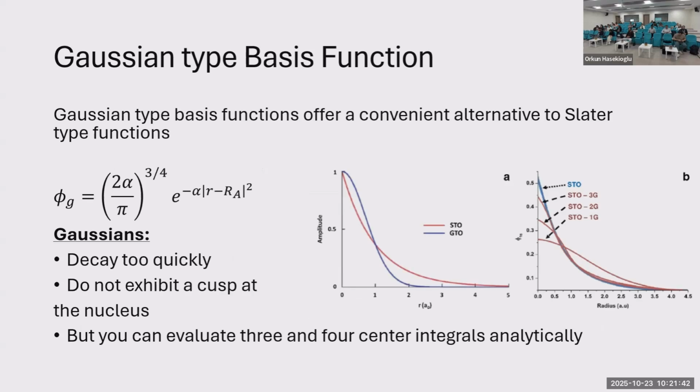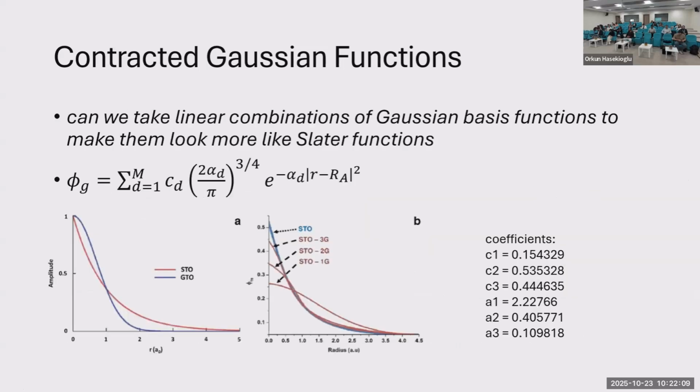When it comes to Gaussian-type basis functions, they offer a convenient alternative to Slater-type functions, and here is the equation that you are familiar with by now. We had that yesterday too. Gaussians decay too quickly when you compare them here. They do not exhibit a cusp at the nucleus, but you can evaluate 3- and 4-center integrals analytically. And then we have contracted Gaussian functions.